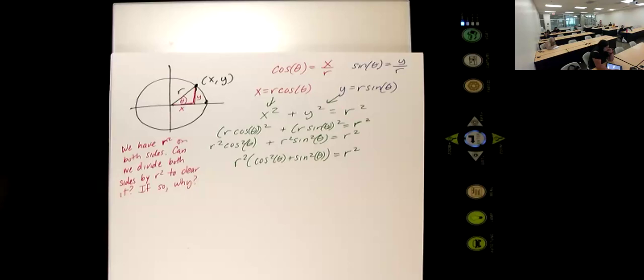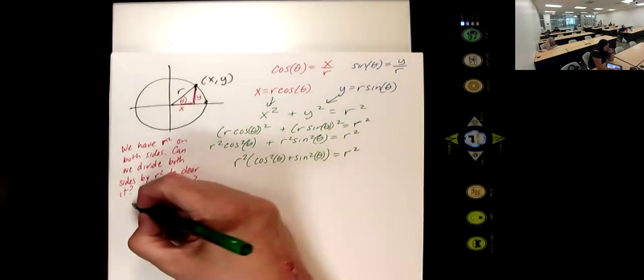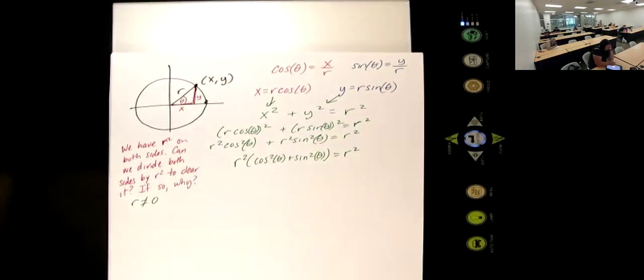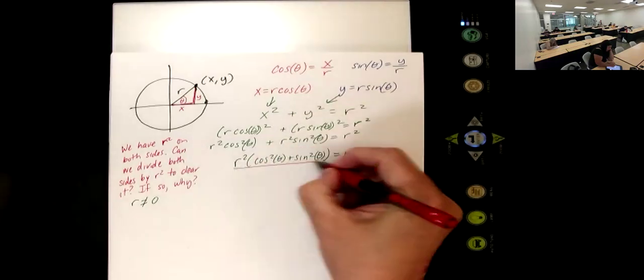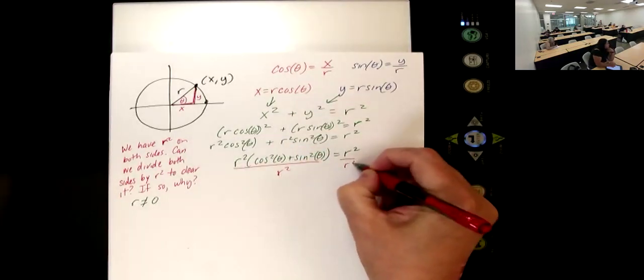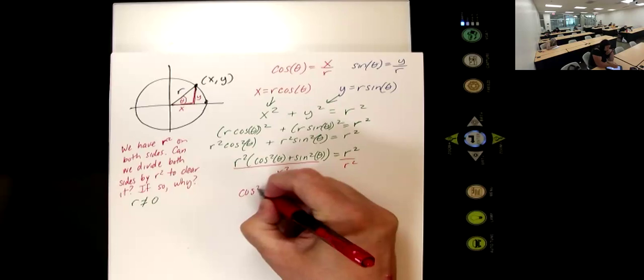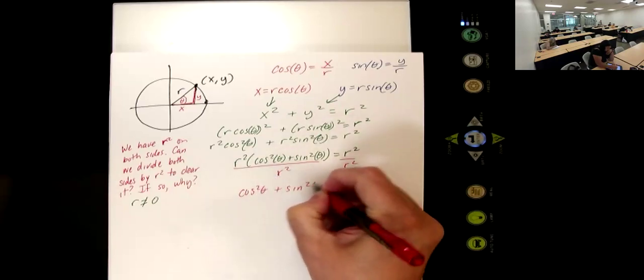We can only divide by something if we know it's not gonna equal 0, because you can't divide by 0. Is there any reason to think this can equal 0? No, because then you would have a circle. If it does, we don't have a circle, and this is 0 squared plus 0 squared equals 0 squared. So r does not equal 0, so we can do that, we're gonna divide both sides by r squared. And we get cosine squared theta plus sine squared theta equals 1.